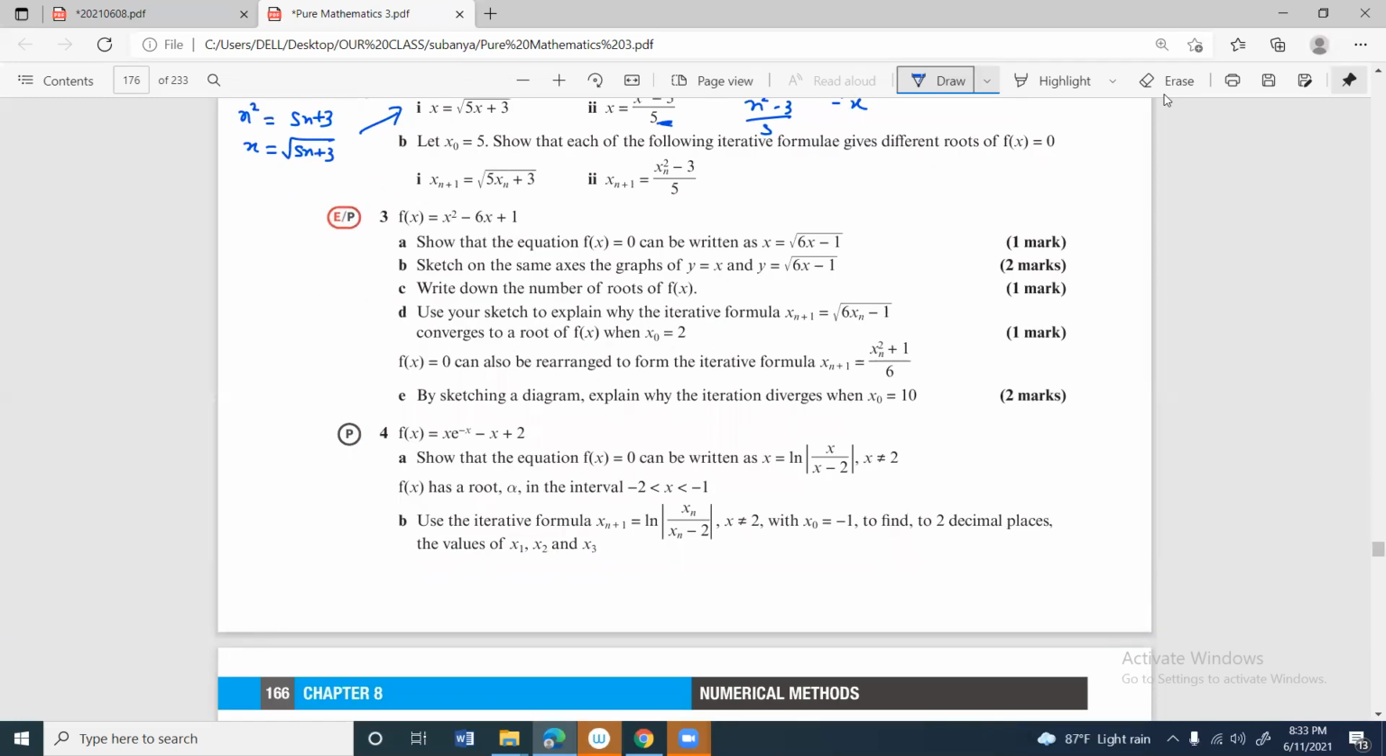We'll come up with this question: f(x) equals x squared minus 6x plus 1. Show that the equation f(x) equals 0 can be written in this form. The answer: a square root is there, therefore you can write x squared minus 6x plus 1 equals 0, that is x squared equals 6x minus 1, x equals the square root of 6x minus 1.